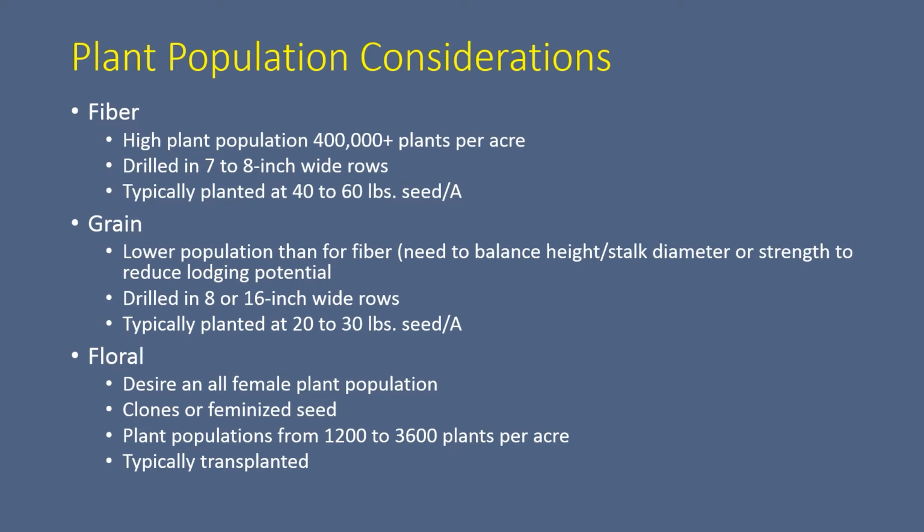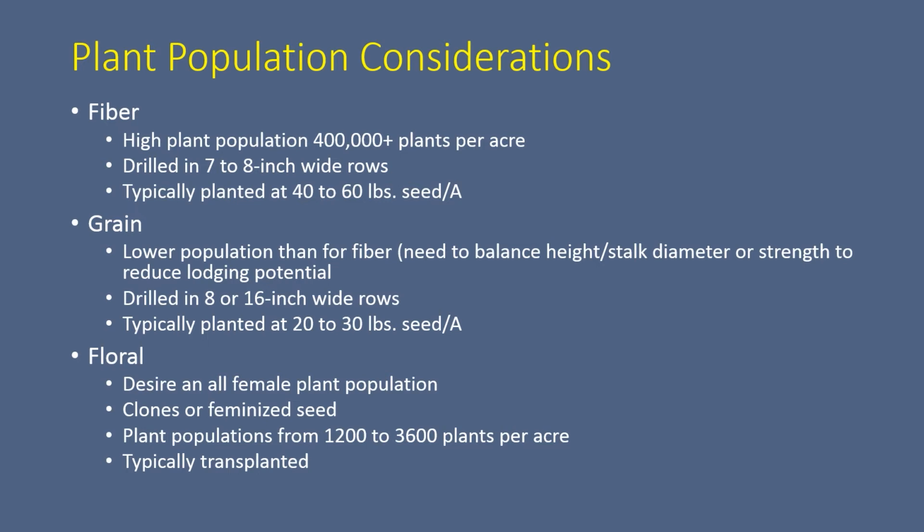For floral production, things are generally quite different because we're dealing with high value either clones or feminized seed, because we want to try to achieve that all female plant population to maximize the production of female flowers and the production of the essential oils or cannabinoids that we're interested in from those female flowers. So typically the plant populations are quite a bit lower because of the value of the clones or the seed. And also the types of plants that are grown for floral tend to be more highly branched, so we need to give them space to spread out.